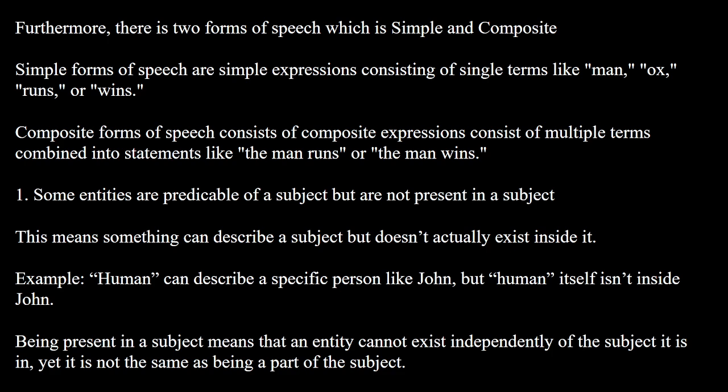Furthermore, some entities are predicable of a subject but are not present in a subject. This means something can describe a subject but doesn't actually exist inside of it. For example, human can describe a specific person like John, but human itself isn't inside of John. Being present in a subject means that an entity cannot exist independently of the subject it is in, yet it is not the same as being a part of the subject.